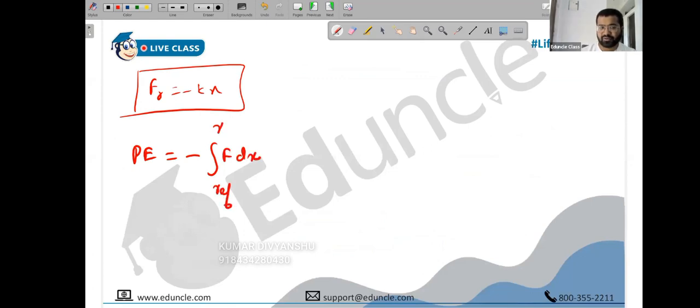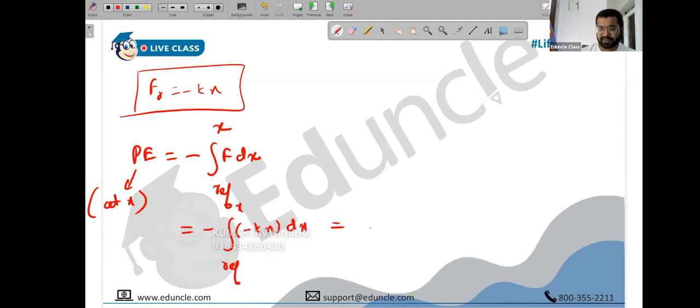But you have to calculate this from a reference position to a position x. This is the potential energy at x. We also calculate it from reference to x. So this is minus of integral of F, which is minus kx, dx. This goes from reference to x. Minus minus becomes plus k. You can throw k outside the integration of x dx, which goes from reference to x. So this is k into integration of x, that's x squared by 2. This goes from reference to x.